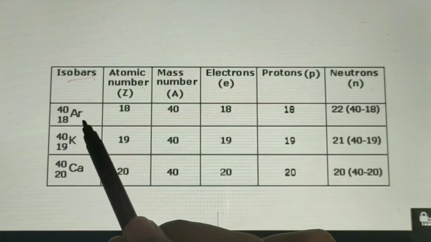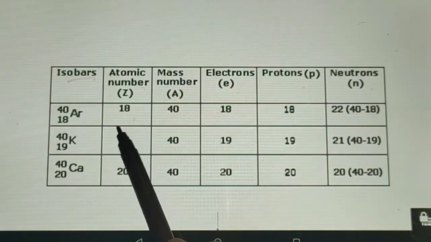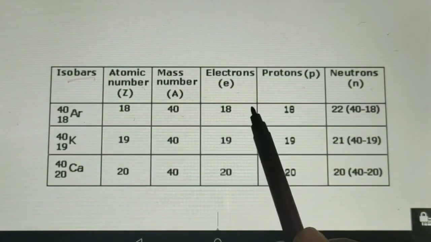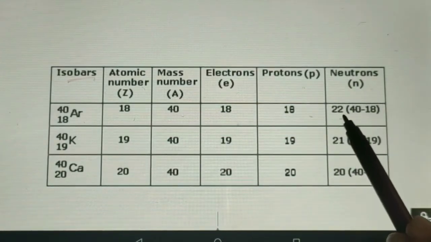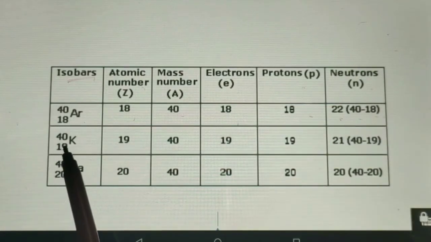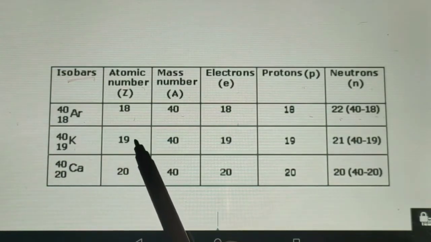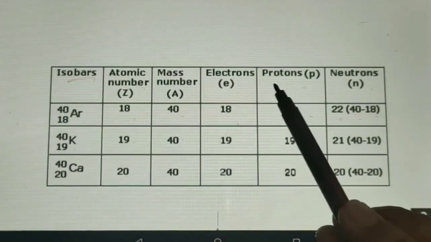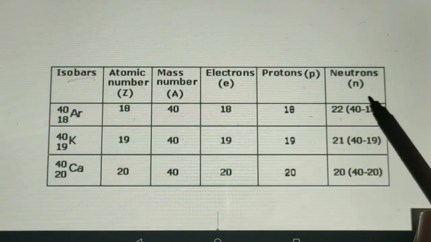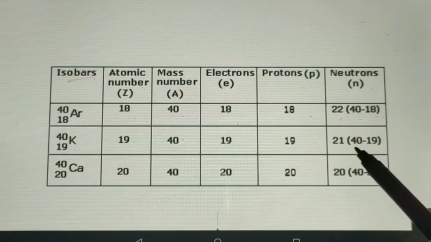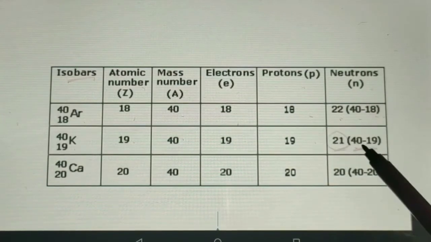For argon, it has atomic number 18, mass number 40, electrons 18, protons 18, making the neutrons 22, as 40 minus 18 is equal to 22. Now for the isobar potassium, it is 19 and 40, making atomic number 19, mass number 40, electrons 19, protons 19, making the neutrons 21, that is 40 minus 19 making 21.